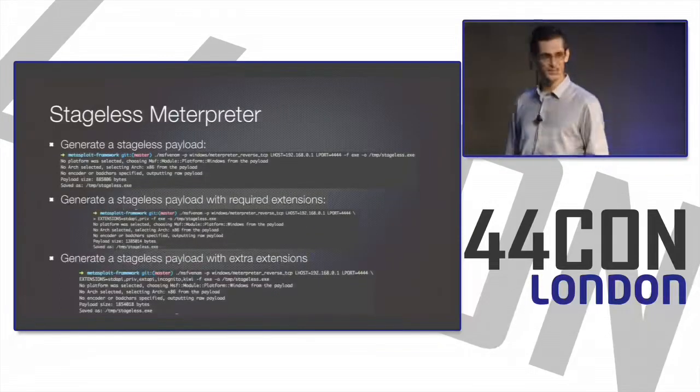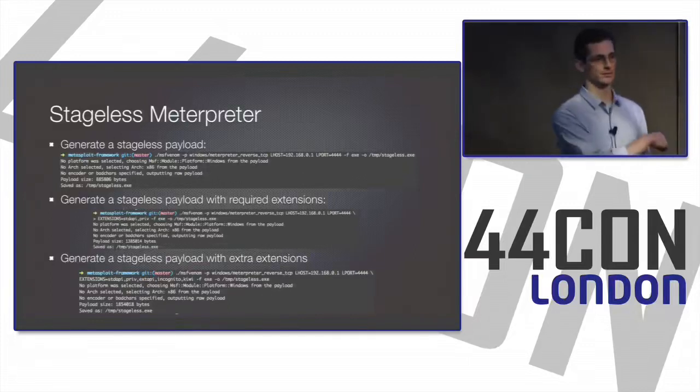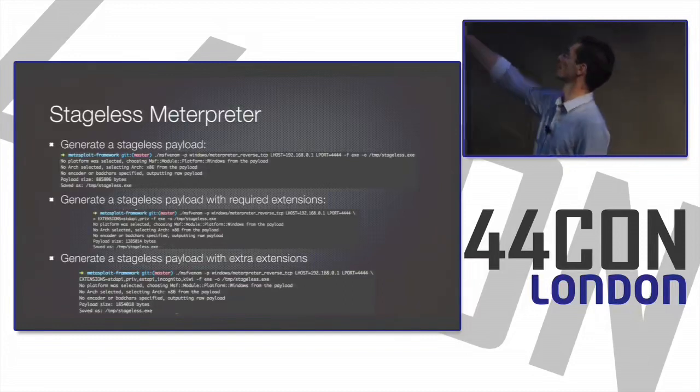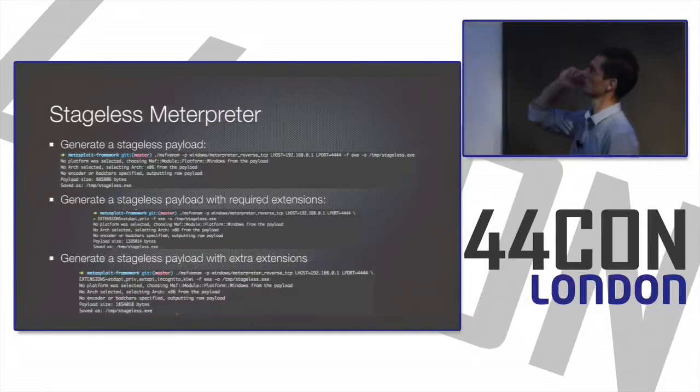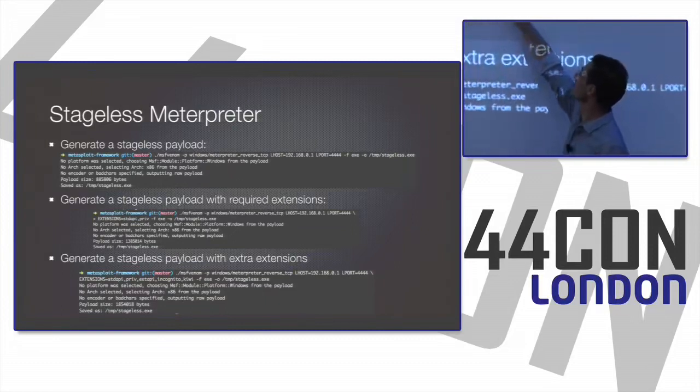I don't know whether this is readable up the back. I tried to squeeze way too much. If not, just come and have a look on my machine if you want. But basically what I'm trying to show here is the nasty command line that you can use to generate stageless payloads. The main difference that I want you to focus on is this one character here.